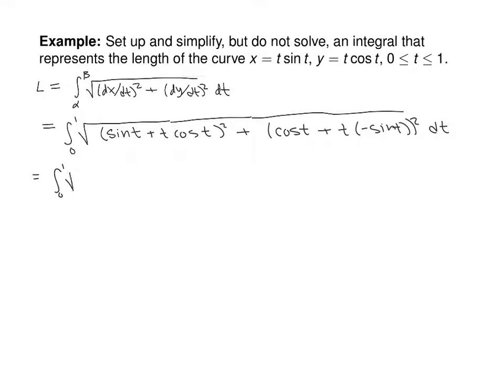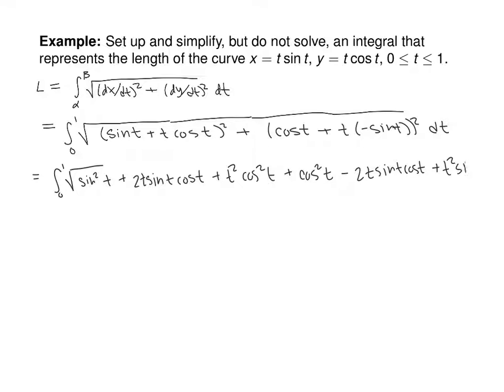The integral from 0 to 1. Okay, squaring the first thing, we'll have sine squared t plus 2t sine t cosine t plus t squared cosine squared t. That's the first set. Second set, we'll have plus cosine squared t minus 2t sine t cosine t plus t squared sine squared t, dt.